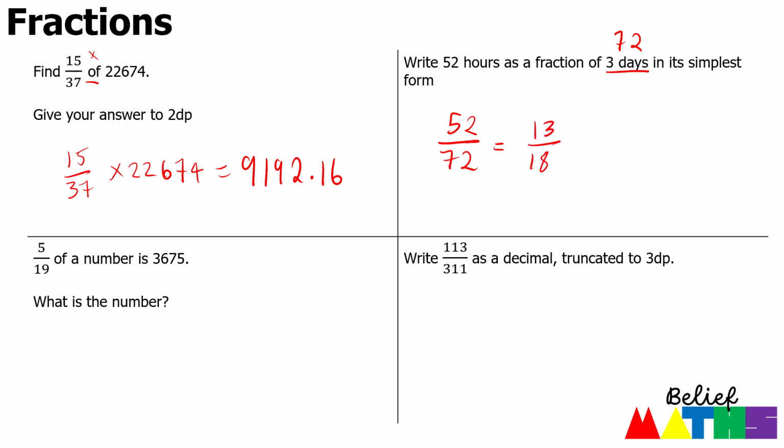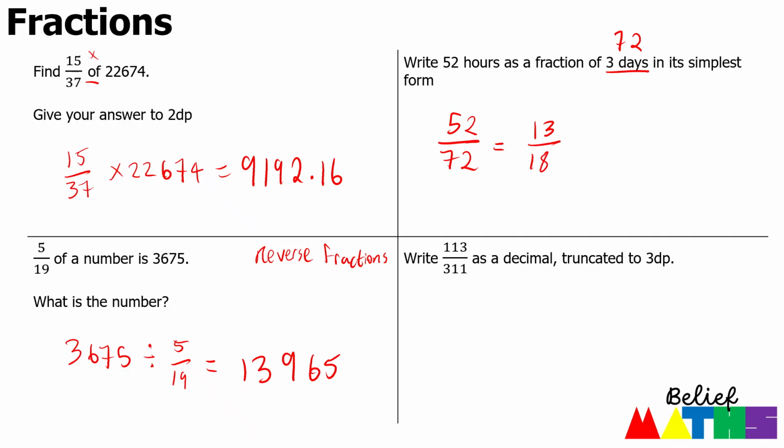This one, we're given a number or a fraction, we're told that's the number. This is what I would call reverse fractions. And similar to reverse percentages, you just divide by the fraction. So you get 3675 divided by 5 over 19, and that's not a problem because your calculator will do all the work for you. You don't need to write down keep, change, flip or anything like that. Just put it into your calculator, it gives you 13,965 as your answer.